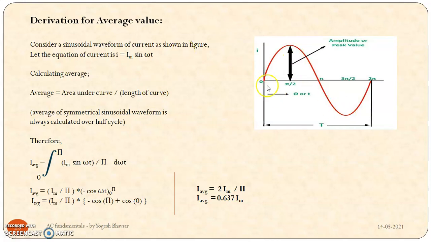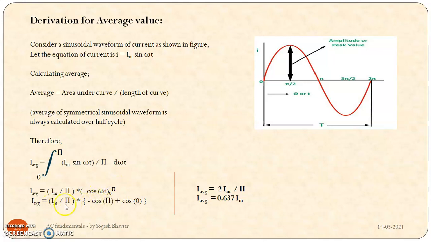Let us consider the same waveform again, having instantaneous value i equal to Im sin omega t. Calculating the average value, the same formula as previously, area under the curve divided by length. For a symmetrical sinusoidal waveform, it is calculated for a half cycle. So I average equals the integration from 0 to pi of Im sin omega t by pi d omega t. When you calculate this, you get Im by pi times minus cos omega t from 0 to pi.